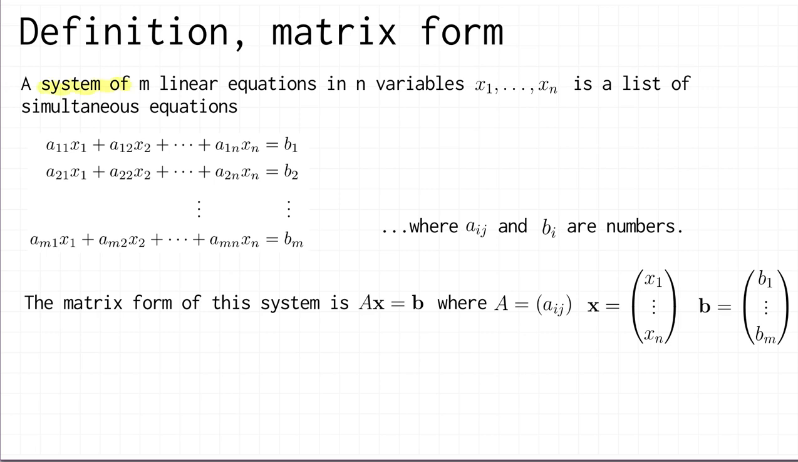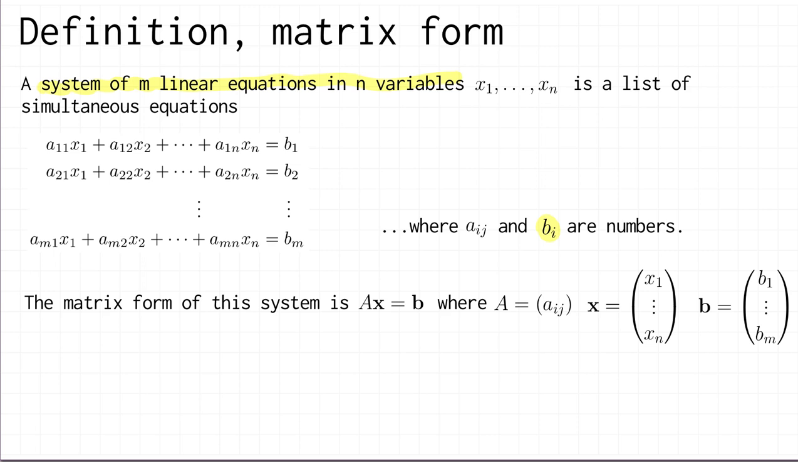A system of m linear equations in n variables, the variables are going to be called x1 up to xn, is a list of simultaneous equations. So we have here m simultaneous equations, and here the numbers a11, a12, and in general aij are just numbers. They're the coefficients on the left-hand side of the equations, and the bi equally are numbers. They're numbers appearing on the right-hand side.